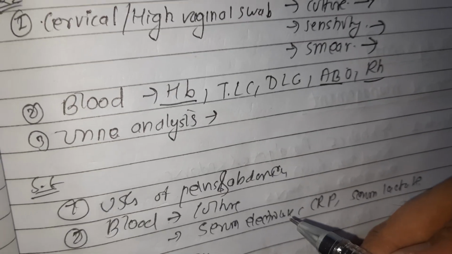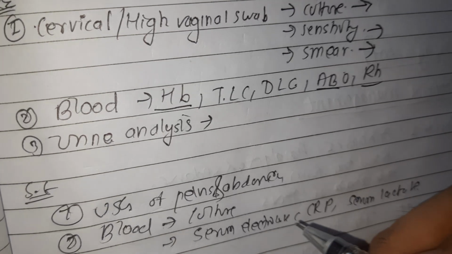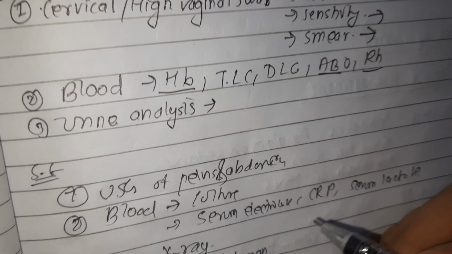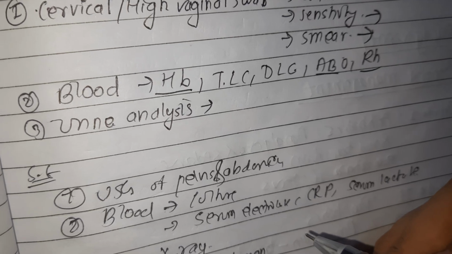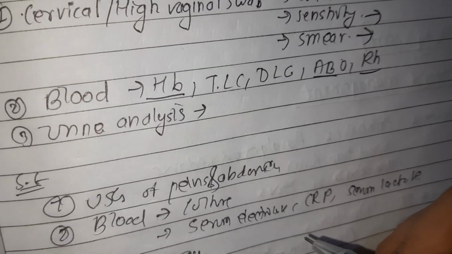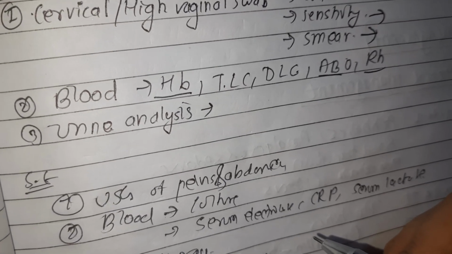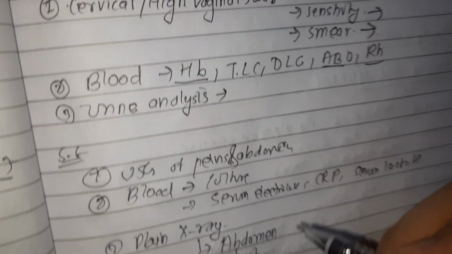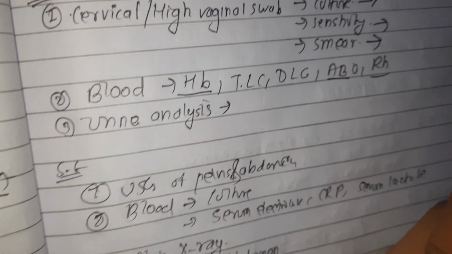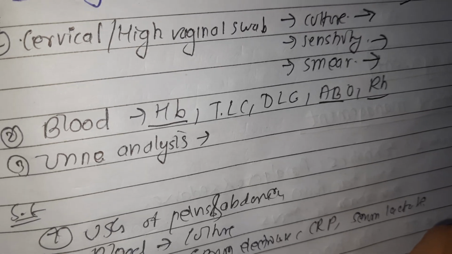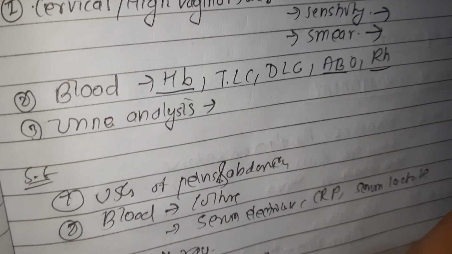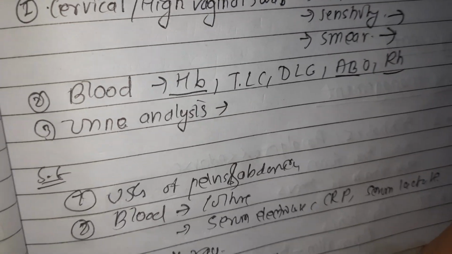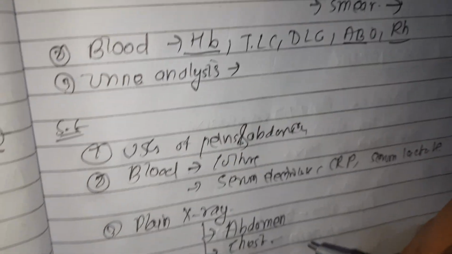We can do serum electrolytes, C-reactive protein, and serum lactate as an adjunct to the management protocol of endotoxic shock. If serum lactate is 4 millimole per liter or more, it indicates tissue hypoperfusion. We can do the coagulation profile. We can do a plain X-ray of the abdomen in a suspected case of bowel injury, and a plain X-ray of the chest for cases with pulmonary complications like atelectasis.